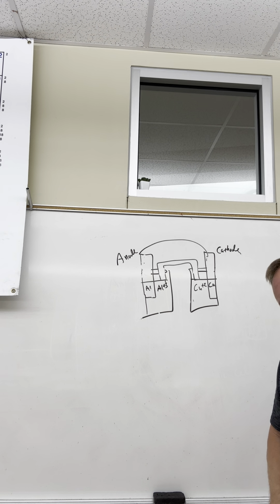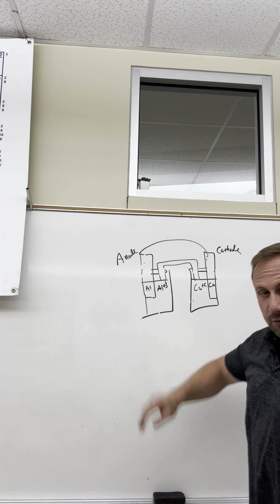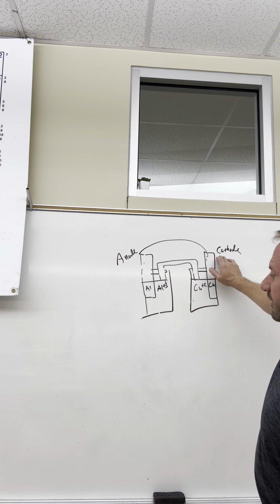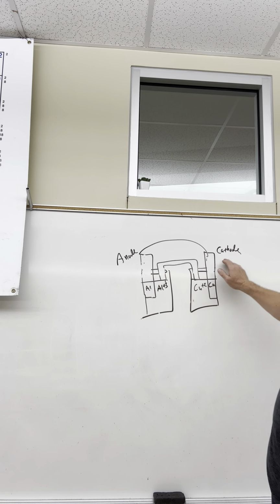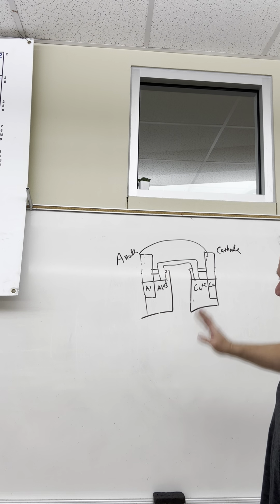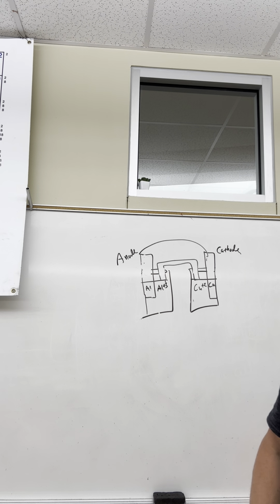And it's easy to remember. If you know the Greek alphabet, you know that A comes before C, so put anode before you write cathode. So always we're gonna do the oxidation side before we do the reduction side.